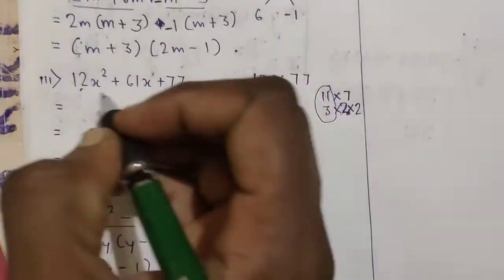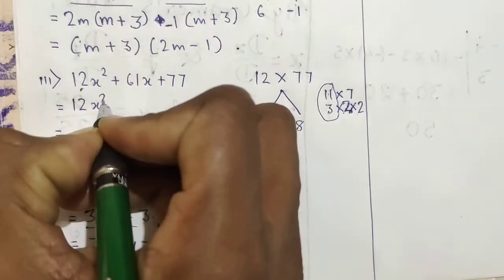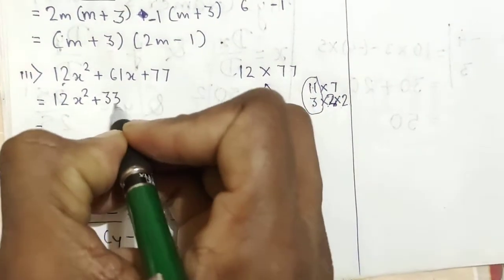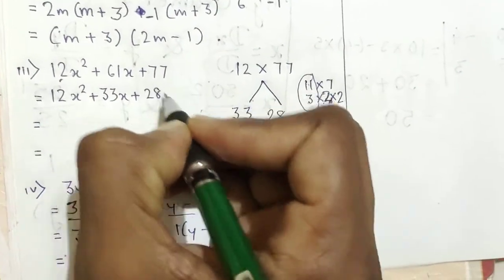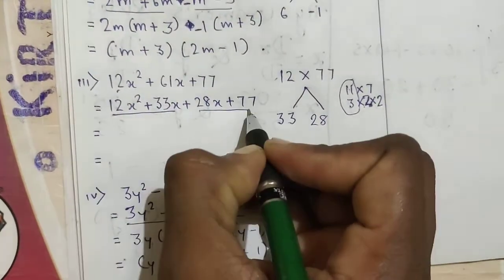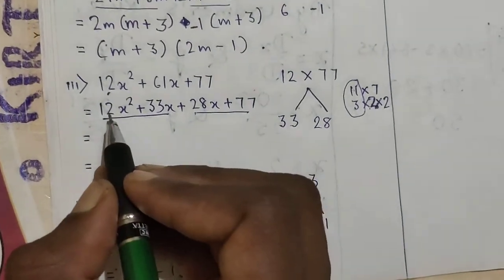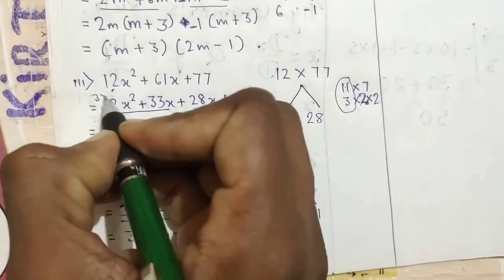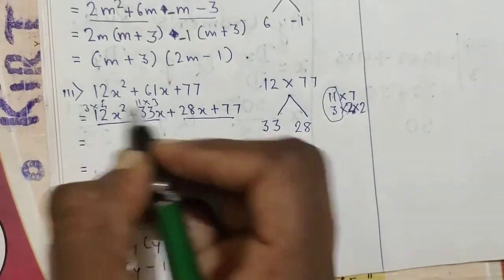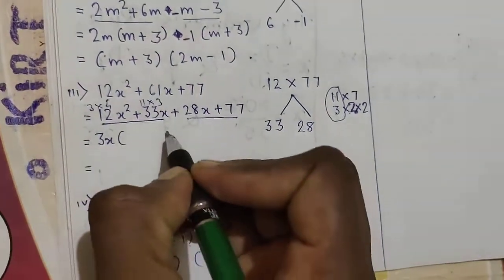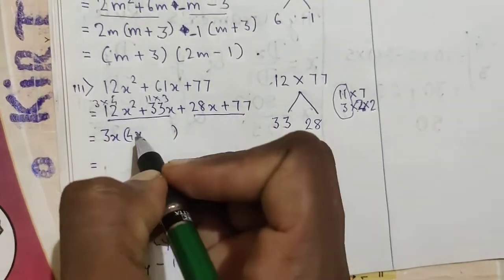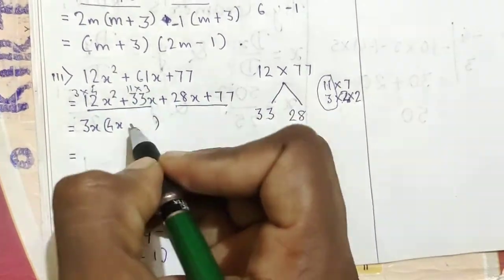Now let us solve this. 12x square plus, instead of 61 you are going to write these two numbers. So 33x plus 28x plus 77. Now make pairs of 2. Now see what is common here. 12 means what? 3 and 4. 33 means what? 11 and 3. So you can see 3 is common. So write 3x common here. So what is remaining here? 4x, because 3 is taken common, so 4x is remaining. Here also 3 is taken common, so 11 is remaining.